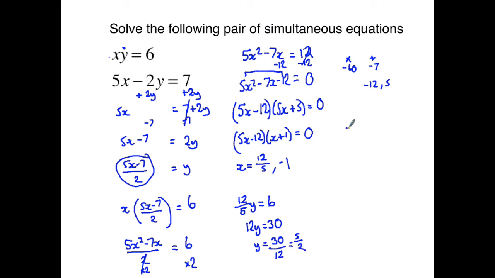So that's one pair. So we've got when x is 12 over 5, y is 5 over 2. And the other one is when x is minus 1. And when x is minus 1, we've got minus 1 y equals 6. So y must be minus 6.